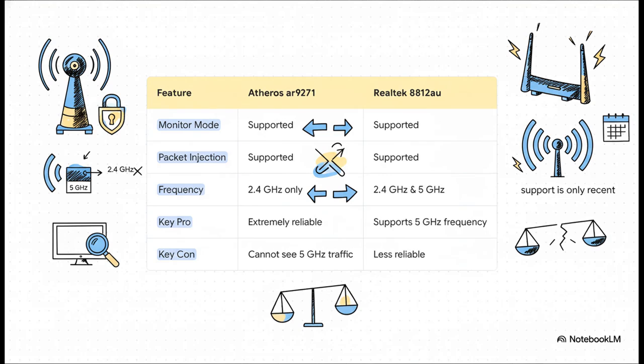So let's just lay it all out side by side here. You've got the Atheros AR9271. It's incredibly reliable, a total workhorse, supports everything you need. But its only con is that it can't see 5 gigahertz traffic. Then you have the Realtek 8812AU. Its key pro is that it does support 5 gigahertz, but its key con is that the support is more recent, making it just a bit less reliable.